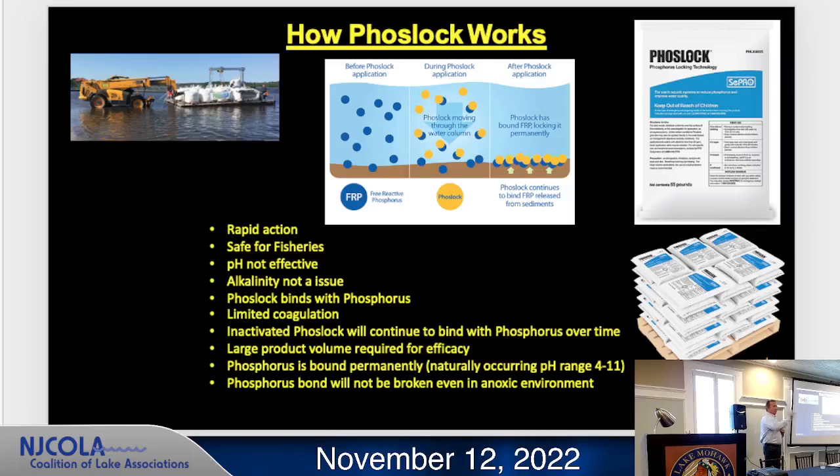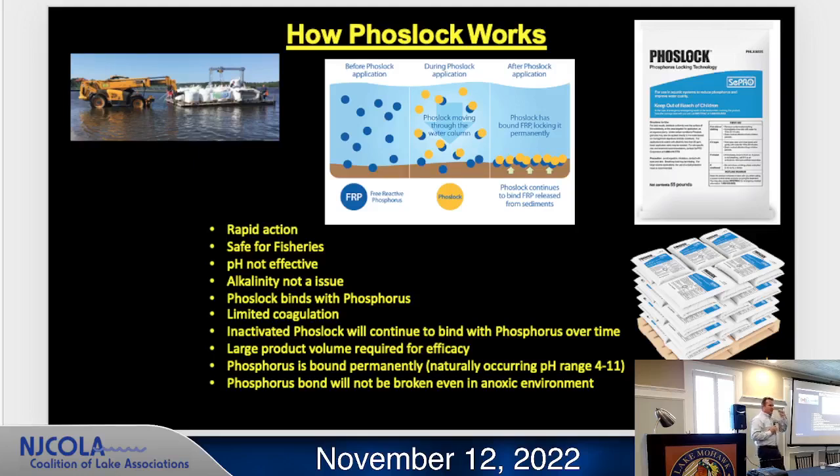It's not binding with sediment. It's not binding with all these random other particulates. So you're not losing the product that you're putting in, and having a non-target grab. You're going after phosphorus. Again, it works very quickly. It's safe for fish. Their pH is not affected. Alkalinity is not an issue. It binds with phosphorus. It seeks out phosphorus relatively.